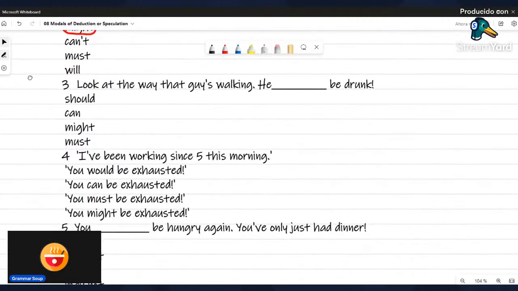Okay, let me go upwards here. Number 3, we have: look at the way that guy is walking. He be drunk. So we have four options again. We have should, can, might, or must.